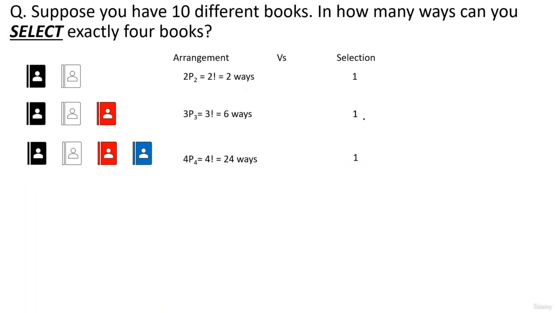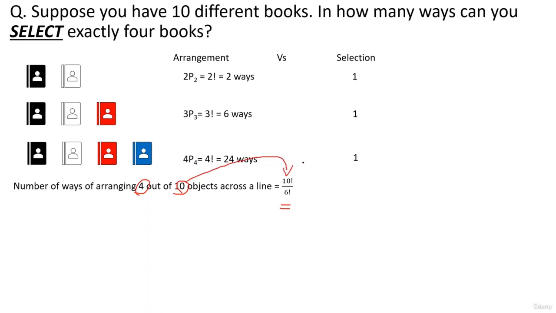Now then the question: first of all, we need to select 4 books out of 10 different books. So first we see how many ways we can arrange exactly 4 books out of 10 books. We saw it in the previous slide, that is 10P4, or basically 10 factorial upon 6 factorial, right? So the number of ways of arranging 4 out of 10 objects is 10 factorial divided by 6 factorial, right?